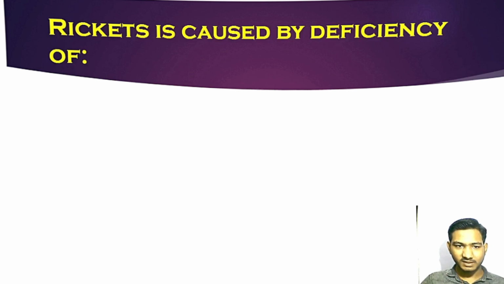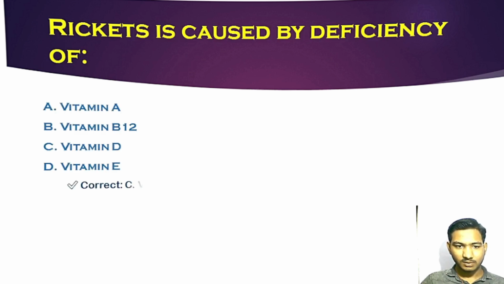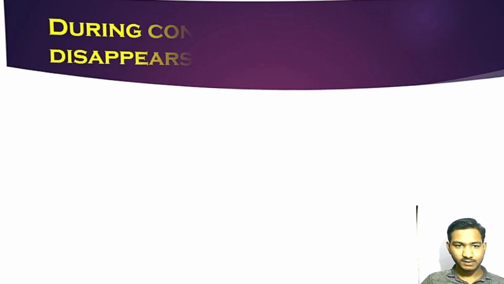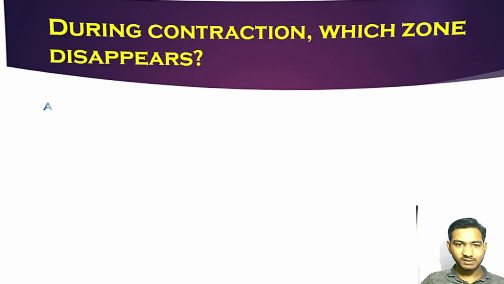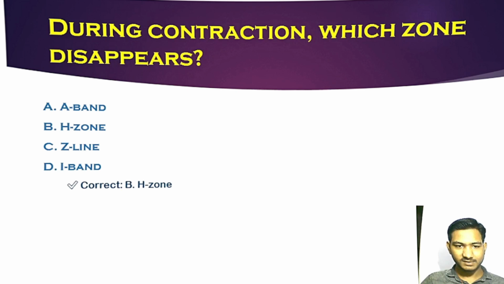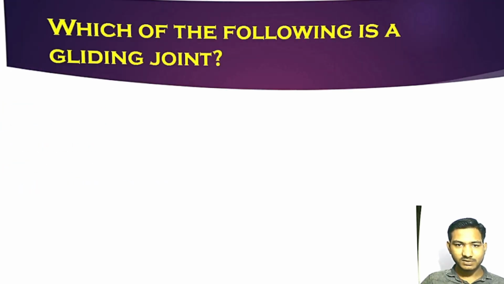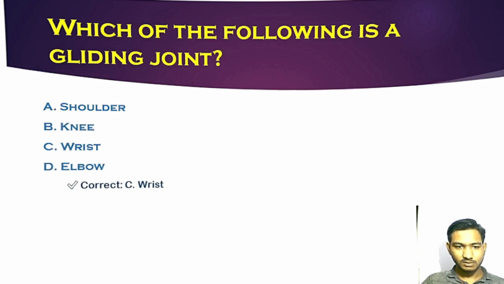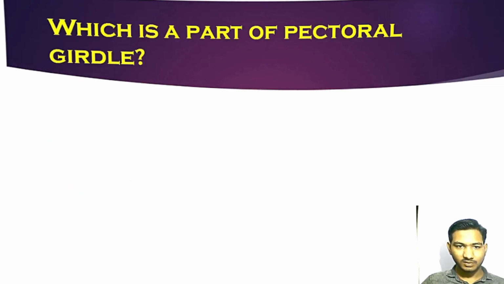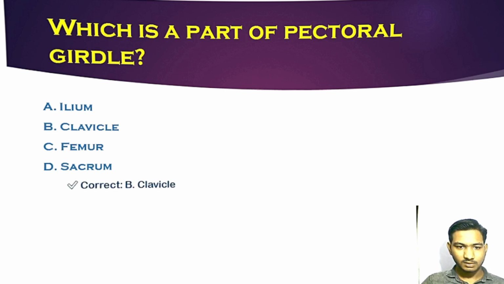Rickets is caused by deficiency of vitamin D. During contraction, which zone disappears? During contraction, H zone disappears. Which of the following is a gliding joint? Wrist joint is a gliding joint. Which is a part of the pectoral girdle? Clavicle is a part of the pectoral girdle.